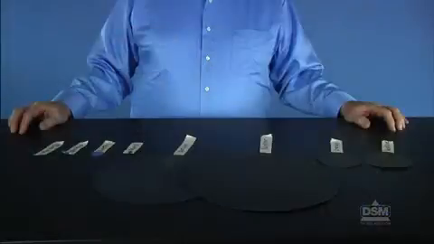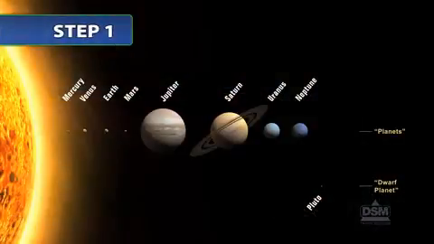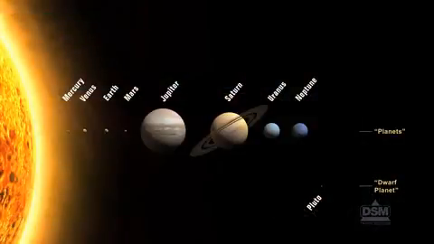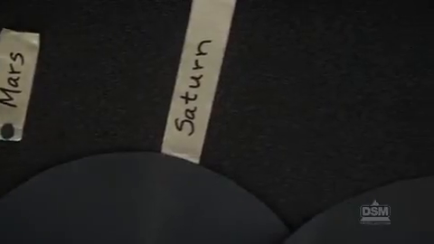The class will need one set of planet models from Activity 6, and each team of 4 will need a meter stick. To begin Session 1, review with the class the names of the planets and Pluto in order of their distance from the Sun. In Activity 6, students modeled the planets' relative sizes by scaling down the actual sizes of the planets. Explain to students that just as they scaled down the planets, they can also scale down the actual distances between objects in the solar system. In this activity, students will make a model that shows their relative distances from the Sun.